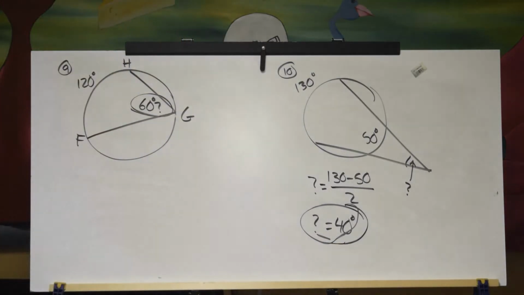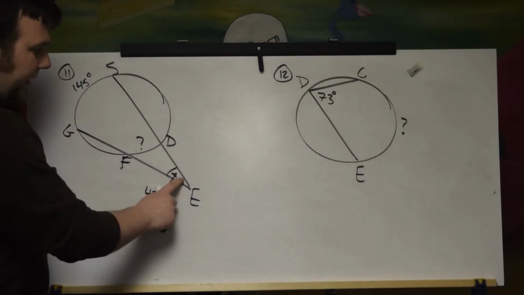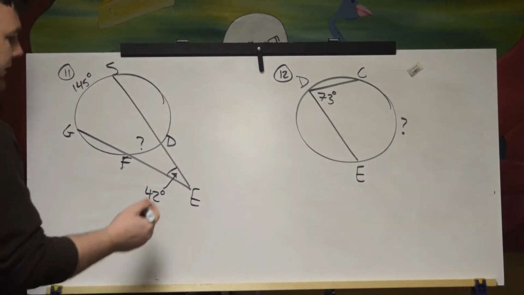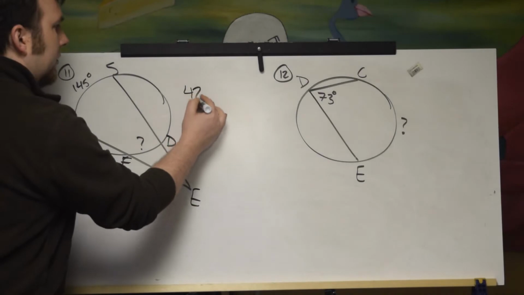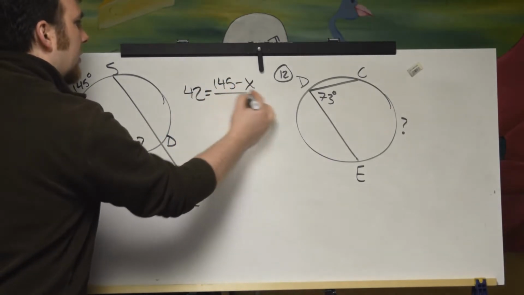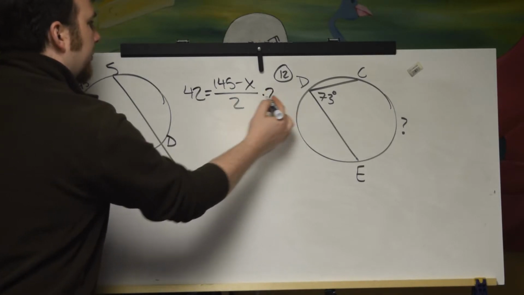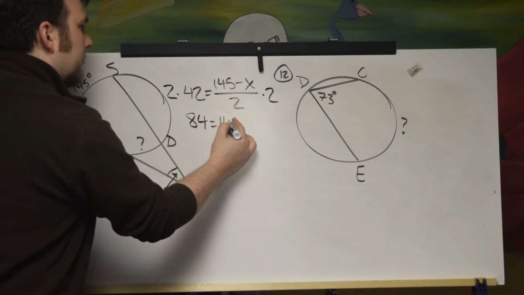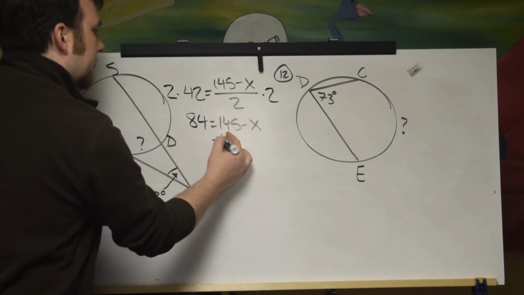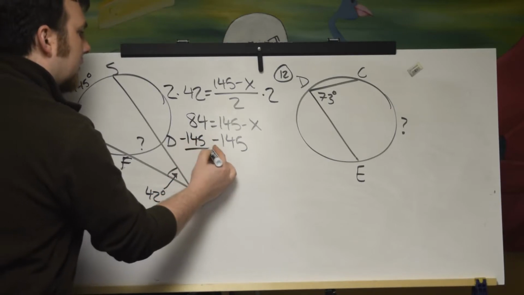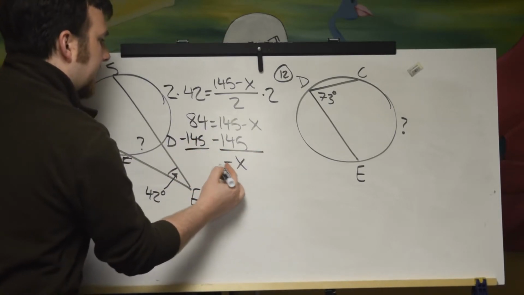40 degrees. All right, another exterior angle, but this time we know the angle. We're looking for the little arc. Let's set it up. The angle is equal to the big arc minus the little arc over 2. We're going to multiply by 2. So 84 equals 145 minus x. We'll subtract 145 from both sides.